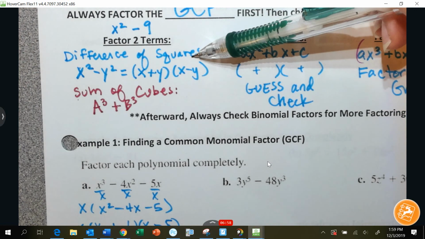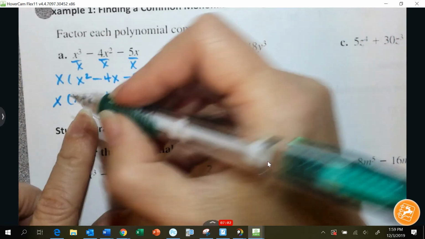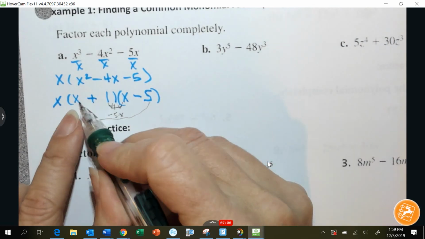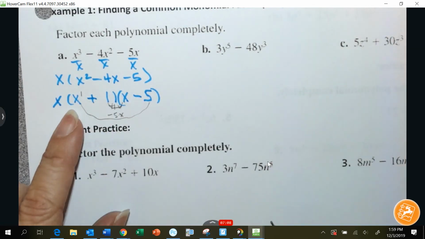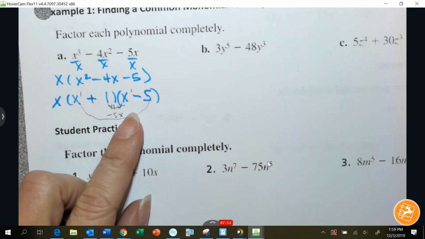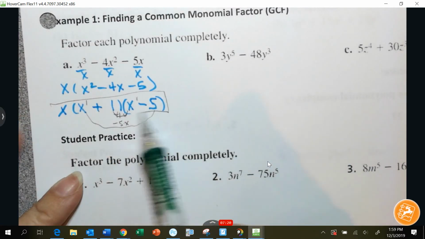be factored further? If the degree on this is 1, it should not factor further. We're only going to factor further if there's more x's to separate. So this one's done. Question B, what do we do first?